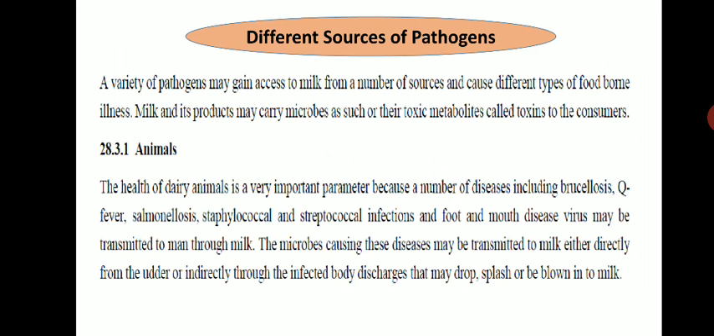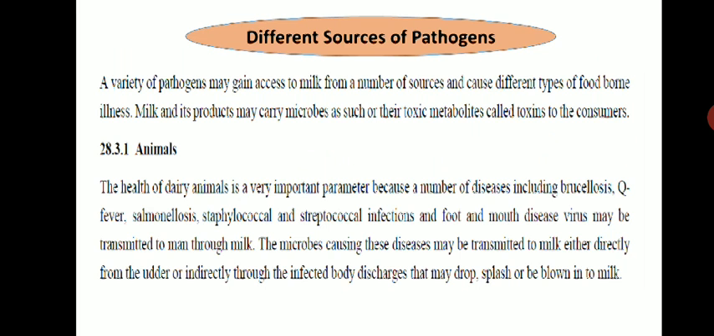First source is animals, the animals from which we draw milk. The health of the dairy animal is a very important parameter, because a number of diseases, including brucellosis, Q fever, salmonellosis, staphylococcal and streptococcal infection, and foot and mouth disease viruses may be transmitted to man through milk. The microbes causing these diseases may be transmitted to milk either directly from the udder or indirectly through the infected body's discharge that may drop, splash or be blown into milk.